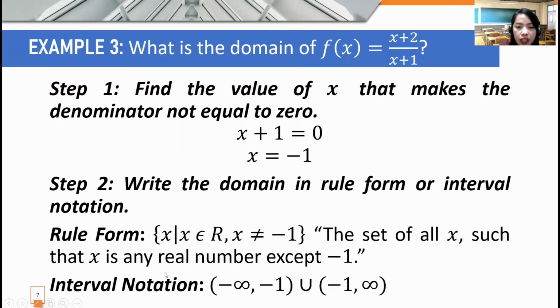In interval notation, we have open parenthesis from negative infinity, comma, negative 1, close parenthesis. Then we have the symbol for the union, open parenthesis, negative 1, comma, then positive infinity, close parenthesis. That is the union of these two sets. Again, negative 1 is not included in the set. That is the restriction of the domain in the given rational function.